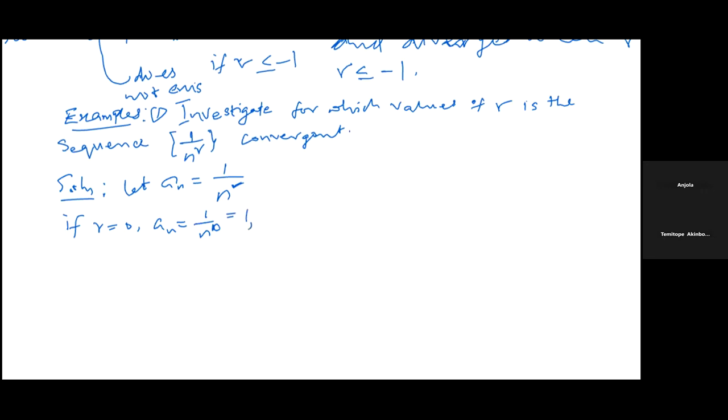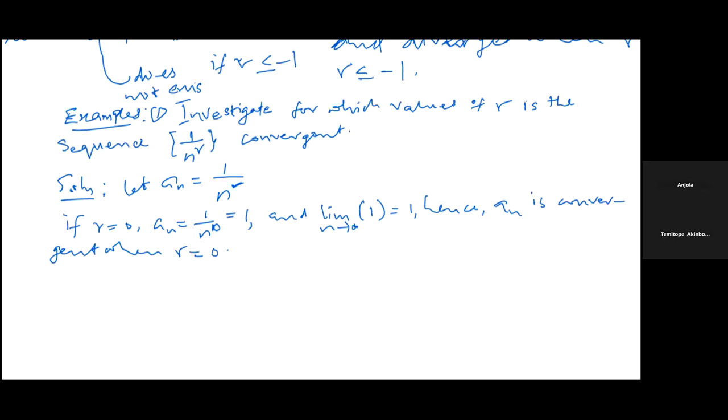So the limit of 1 as n tends to infinity is 1. Hence, an is convergent when r equals 0. Is that clear? Yes, sir.